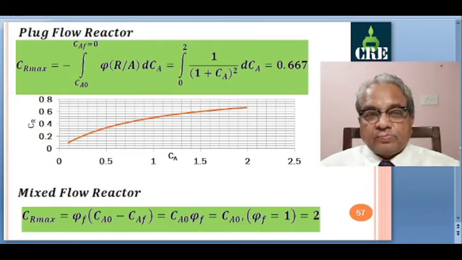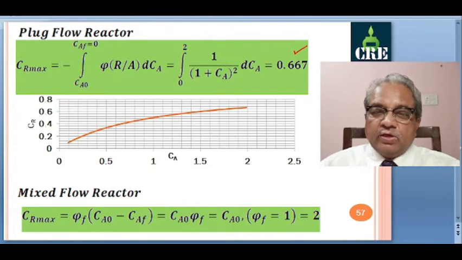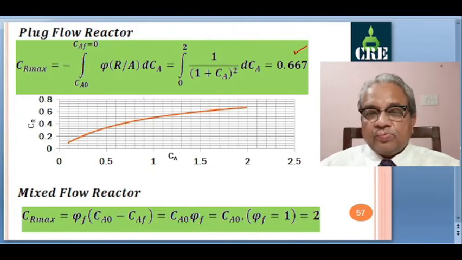Plug flow reactor and mixed flow reactor. So first, the plug flow reactor. Cr max is equal to, this we have already used. Here with this minus sign we have reversed the order. So from 0 to 2, where 2 is the Ca0 value which is given, integral of 1 upon 1 plus Ca whole square dCa. Everything is given. You solve this integral, simple. 0.667. We have done it many times.